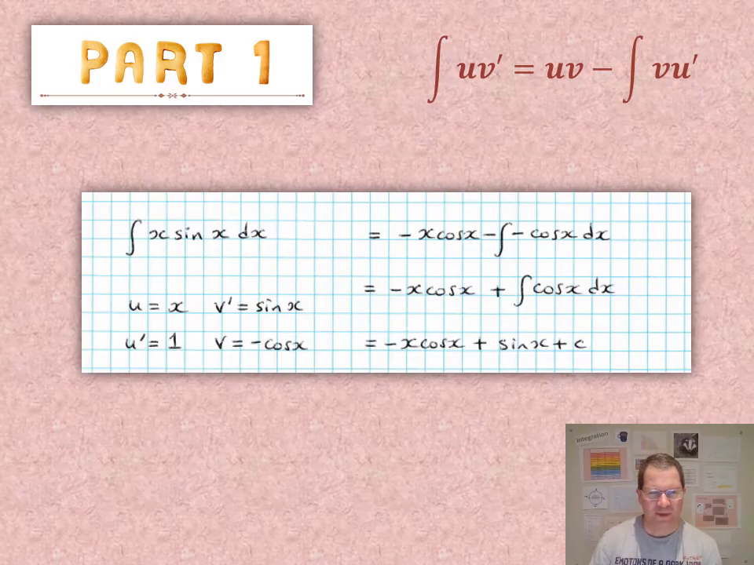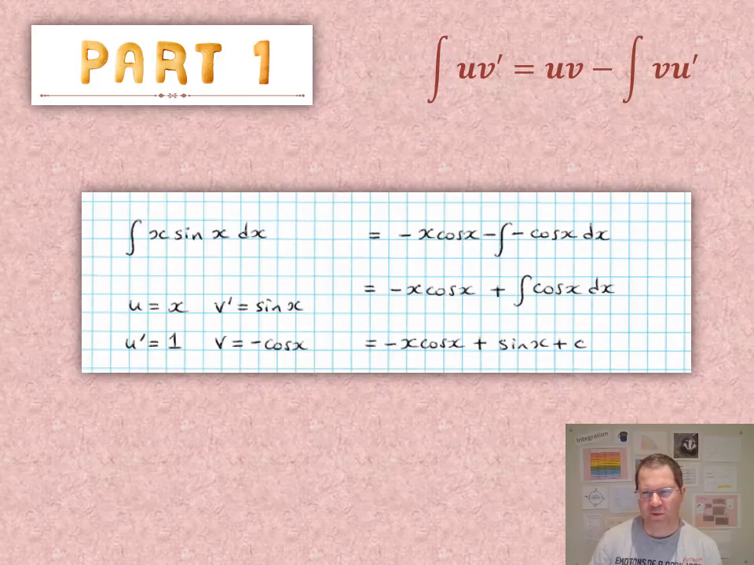So in this example, the integral of x sine x dx, if we were to use v dash as x, then that would integrate to give us half x squared, and that is not going to be any simpler because we're still going to be multiplying it by sine or cos. So if we let u equal x, then u dash equals 1. That is definitely simpler. V dash is sine x, gives us v equals minus cos x, and it really didn't matter whether we integrated or differentiated sine x because it was going to be a multiple of cos x anyway.